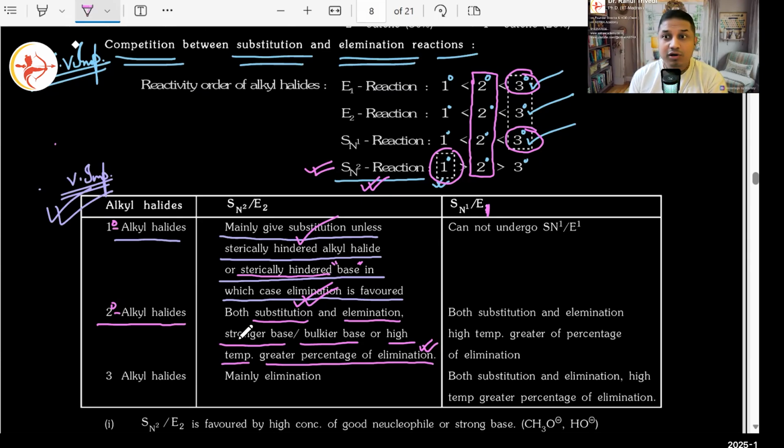Somewhere oxygen is present. You're getting my point? Yes, methoxide. CH3OH is there, so that oxygen, or anywhere OH minus is there, that is a stronger base, isn't it?